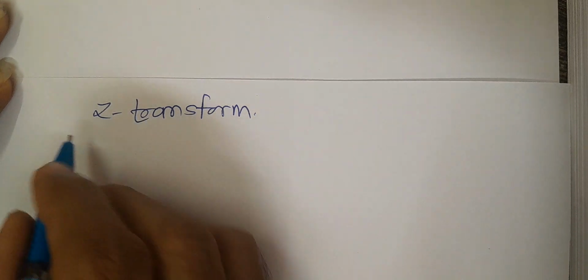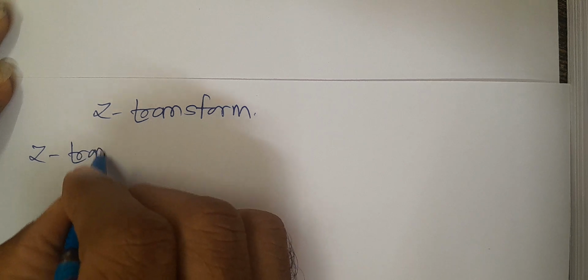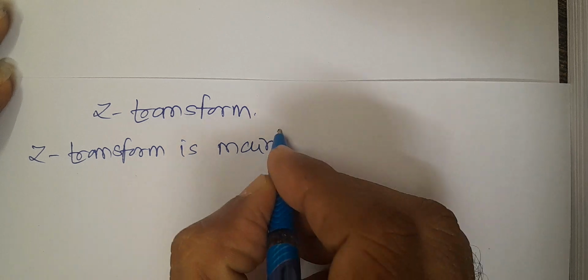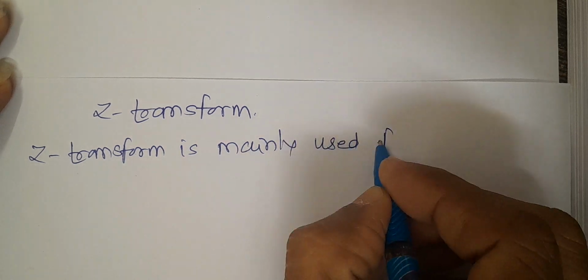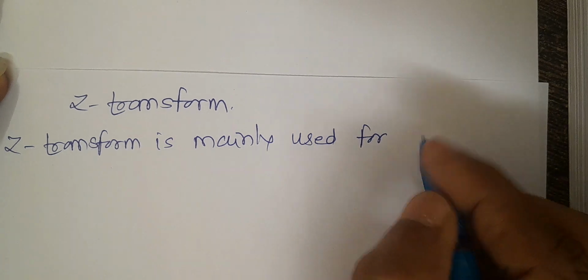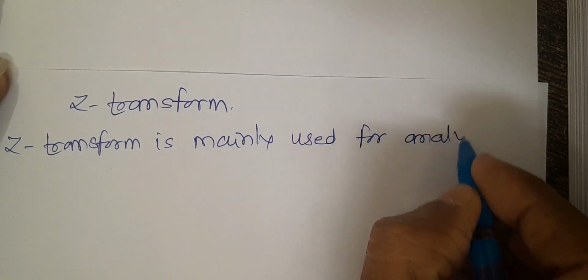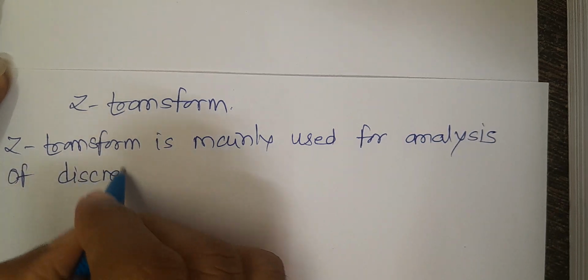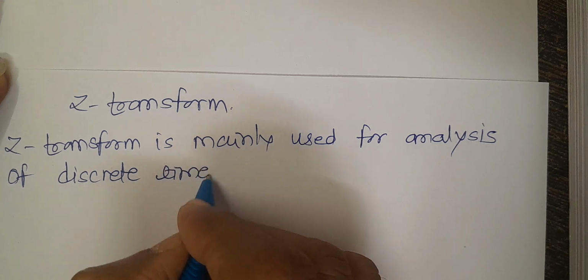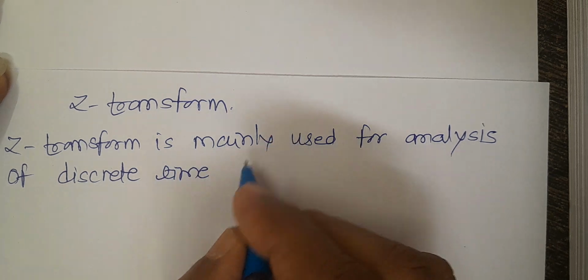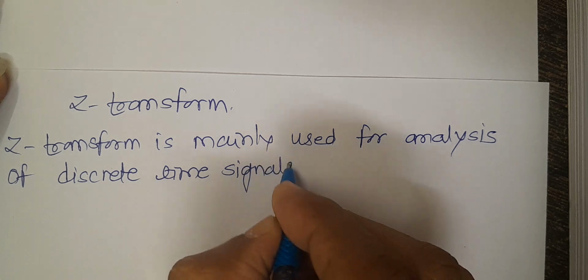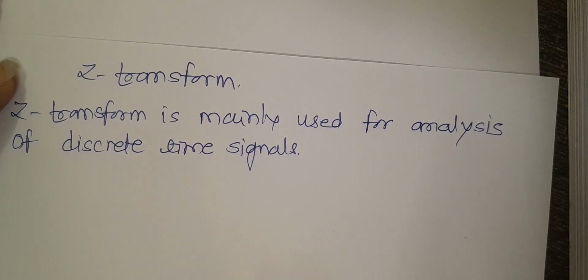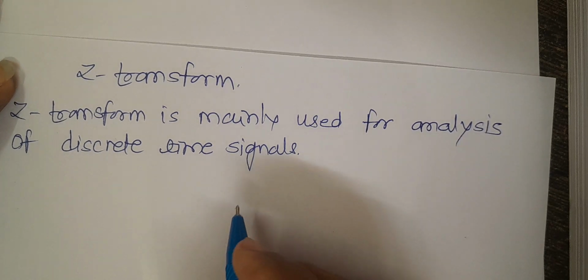Z transform is mainly used for analysis of discrete time signals. And Laplace transform is used for the analysis of continuous time signals.